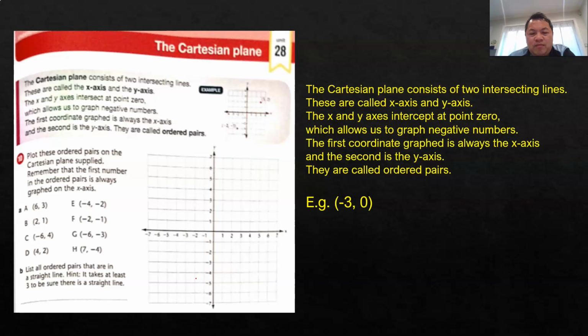Next one, (-3, 0). First you have to read the x-axis. The x-axis is here, -3 is here. The y value is 0, so just leave it there. And that's the point.